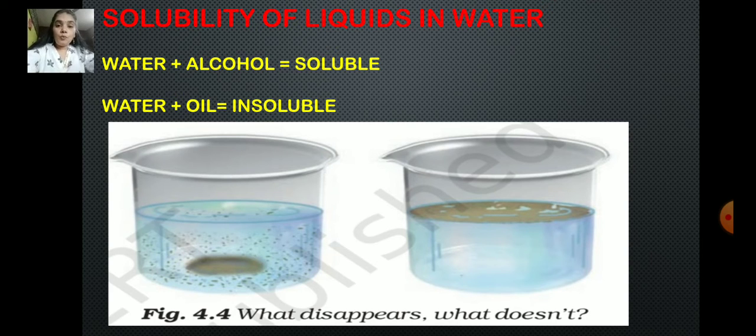So you can do this activity by adding some vinegar and you can find out whether it is soluble or insoluble. So vinegar, if you add in the water, it gets diluted. It is soluble. It disappears. So it is soluble in water. Now we notice that some liquids get completely mixed with water. Some others do not mix with water and form a separate layer like this.